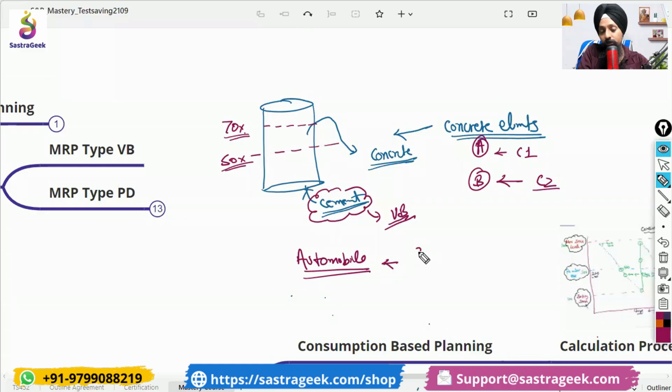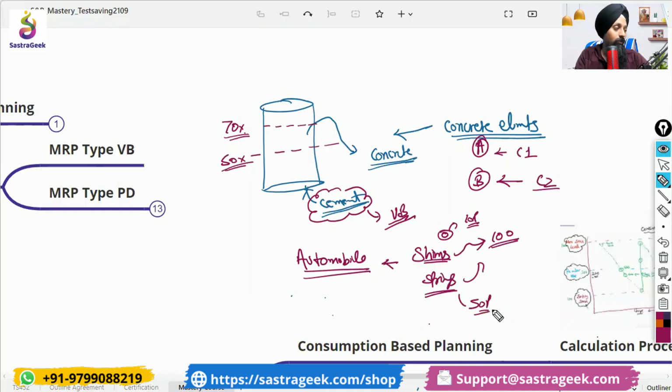You have shims, you have springs. The shims and springs go into hundreds of materials, and they are small materials. One shim would cost you 10 paisa. One spring would cost you 50 paisa, which you put into the sub-assembly, right? So these are small materials, a part of the bill of material, but they are materials.